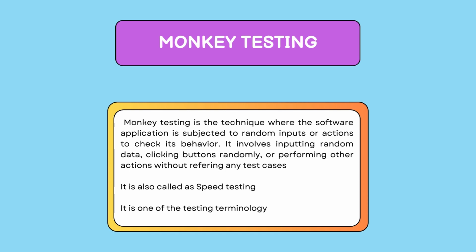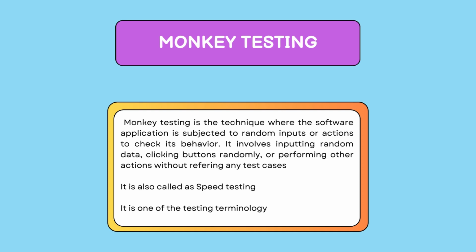So in software testing there are 3 terminologies that we follow. The first is monkey testing. It is also called speed testing. Monkey testing is a technique where the software application is subjected to random input or action to check its behavior. It involves inputting random data, clicking buttons randomly, or performing other actions without referring to any test cases.